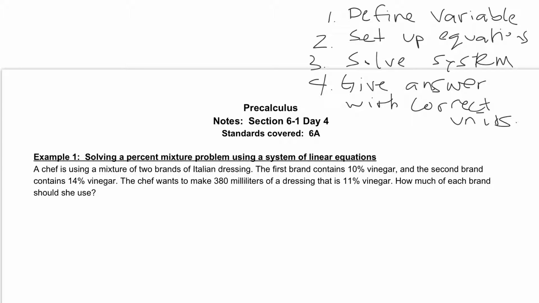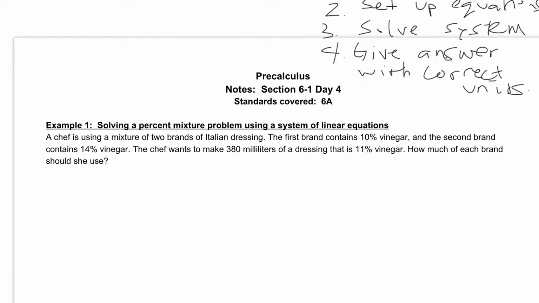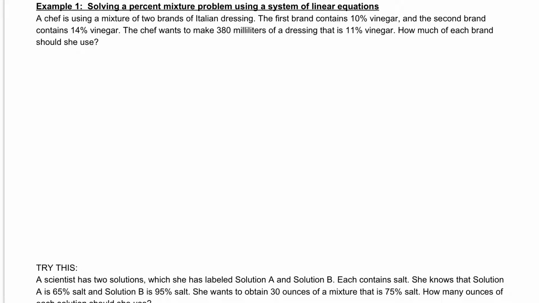So as we go through our problems, those are the 4 things that we're going to do. Now, as we take a look at example 1, let's read through it. It says, a chef is using a mixture of 2 brands of Italian dressing. The first brand contains 10% vinegar, and the second brand contains 14% vinegar. The chef wants to make 380 milliliters of dressing that is 11% vinegar. How much of each brand should she use? So we're going to start with our variable.